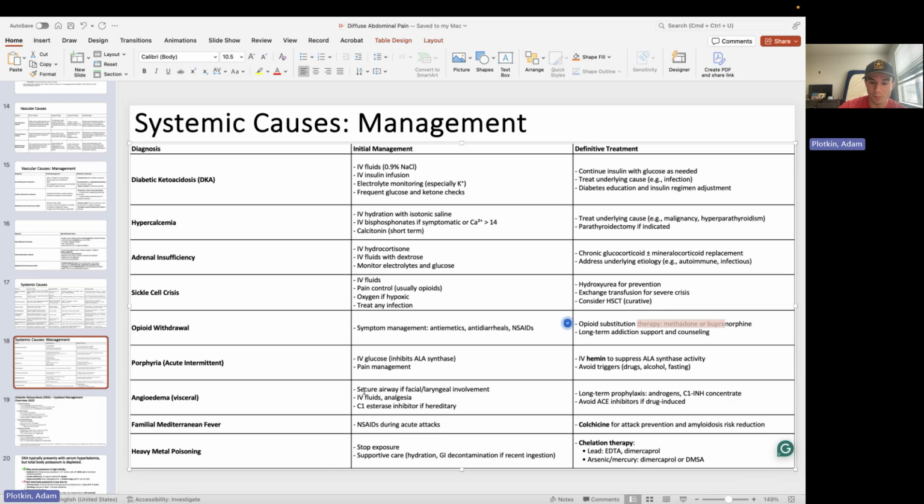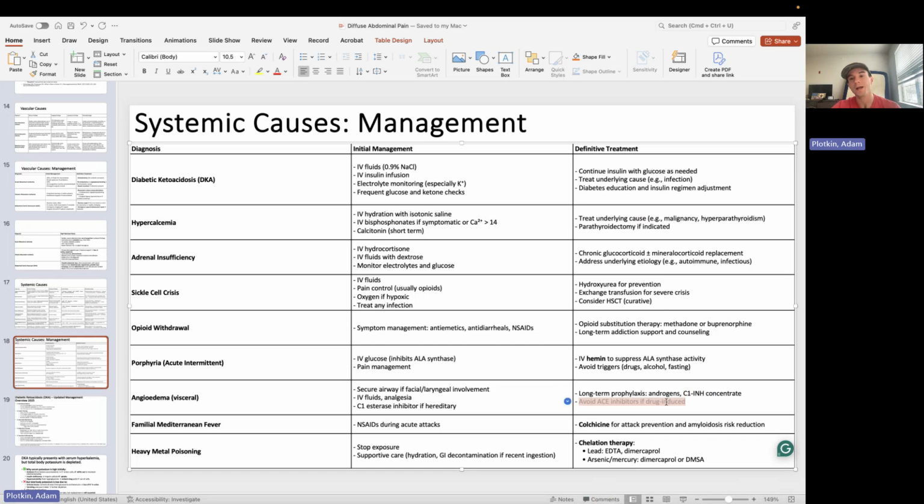For angioedema, we're going to secure the airway, right? If they're having almost like obstruction of the larynx, we obviously have to secure the airway first and foremost, all right? Give them IV fluids, analgesia. If it's hereditary, we do have an analog to the C1 esterase inhibitor that they're missing, so we could give them that. For long-term prophylaxis, androgens and C1 inhibitor have shown promise. And then obviously avoid ACE inhibitors.